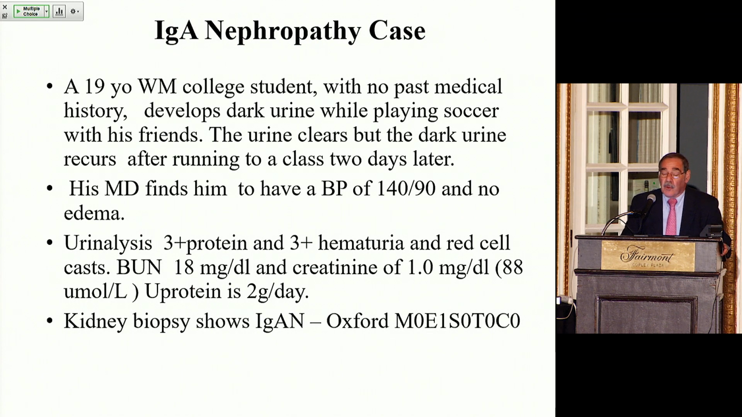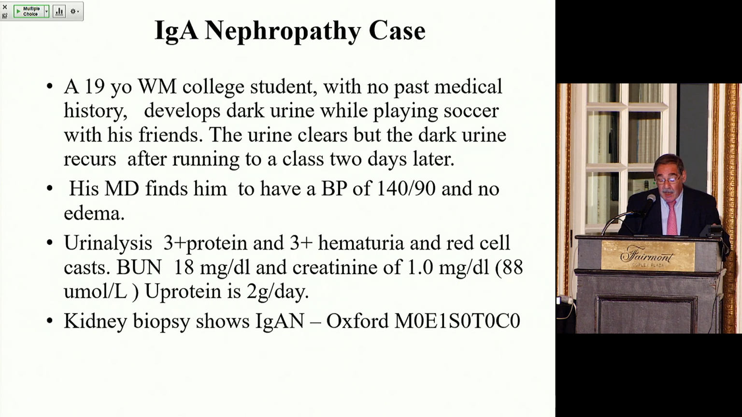So we're going to deal with just one patient. This is a 19-year-old white college student who has no past medical history. He develops dark urine while playing soccer with his friends. The urine clears, but the dark urine recurs again when he's running to class 2 days later. His local doctor checks him out. His blood pressure is 140/90, but he's a little nervous. He has no edema. His urinalysis has 3+ protein, 3+ hematuria, and red cell casts in it. The BUN is 18, the creatinine is 1, his urine protein is 2 grams per day. He gets referred to a nephrologist, one of you.